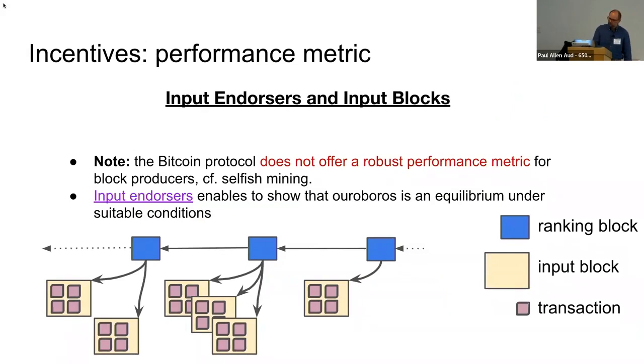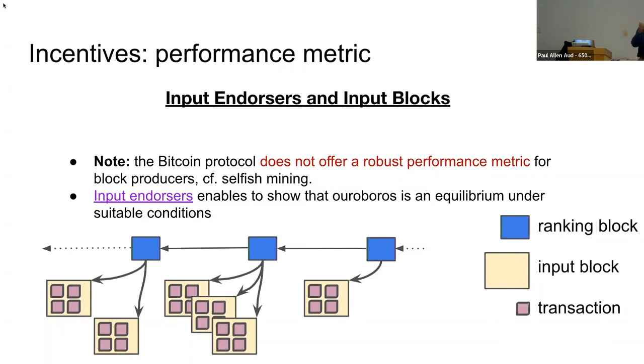Now, there are a few more features here that I think are worth saying. Let me see if I have enough time to mention. We have the concept of input endorser, and this actually fixes a very important problem that has been observed in the context of the Bitcoin blockchain. In particular, the Bitcoin blockchain does not have a robust performance metric. It uses the number of blocks to measure the performance of participants. And the problem is that this can be manipulated.